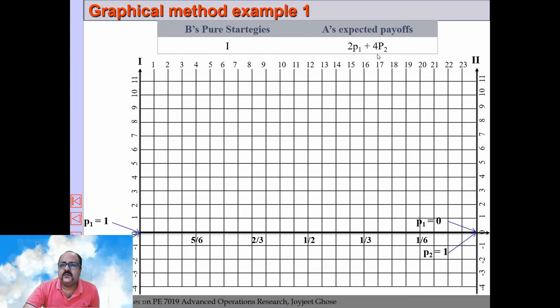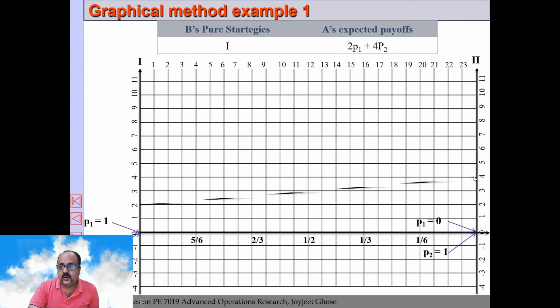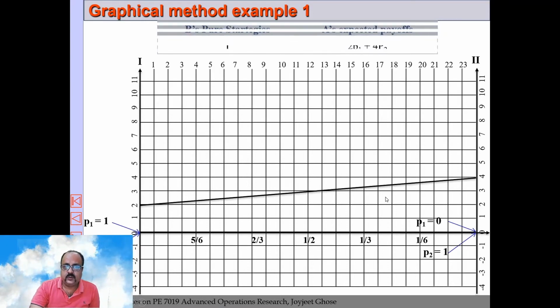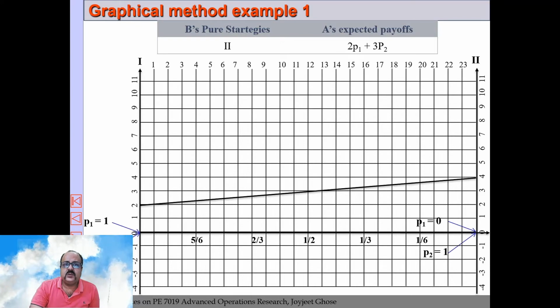Now if I take the first equation for B's pure strategy 1, the first equation will be 2P1 plus 4P2. If P2 is 0, then P1 is 2 here. Similarly, if P1 is 0, this is 4 here. So we'll plot the graph like this. P1 1, P2 0; P1 0, P2 1. So these are the values, we'll join them. We get this plot.